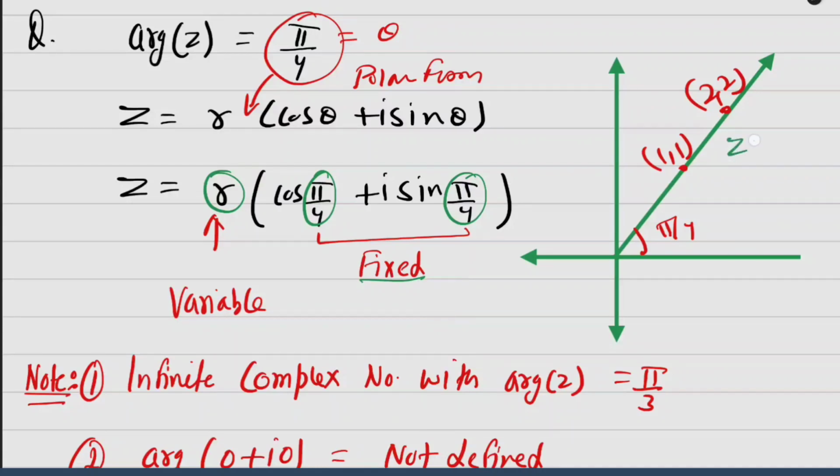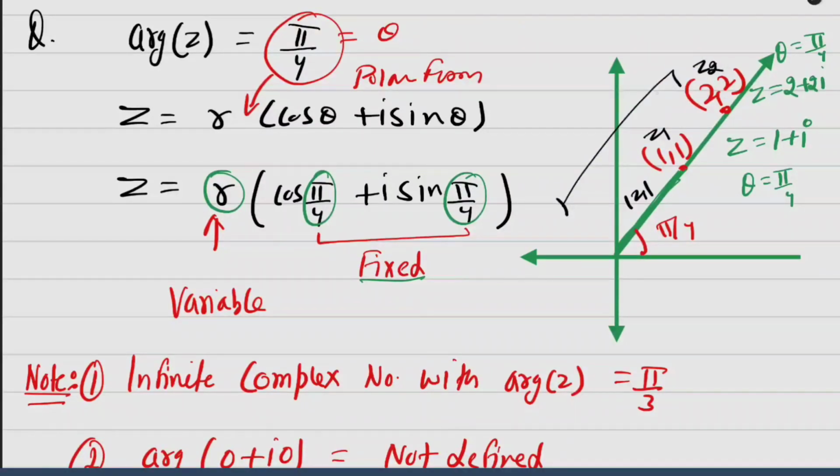Okay, let us say if you have a complex number 1 plus iota, the argument of this number is also pi by 4. And if you have a complex number 2 plus 2 iota, the argument of that number is also pi by 4. So here theta is fixed but the modulus can change. Let us say this one is z1, so this is modulus z1. If this is z2, so this is modulus z2. So here modulus is variable but theta is fixed.